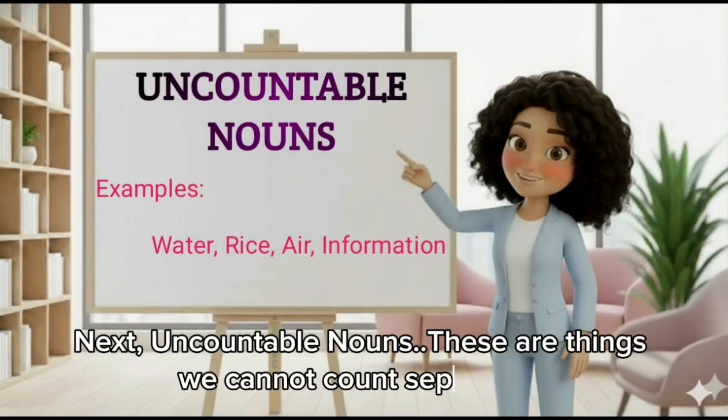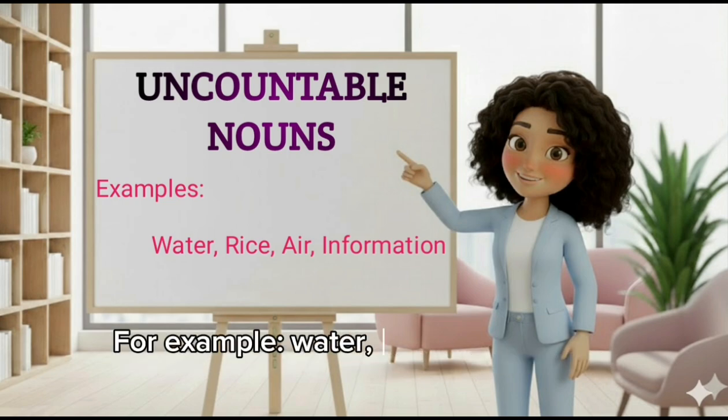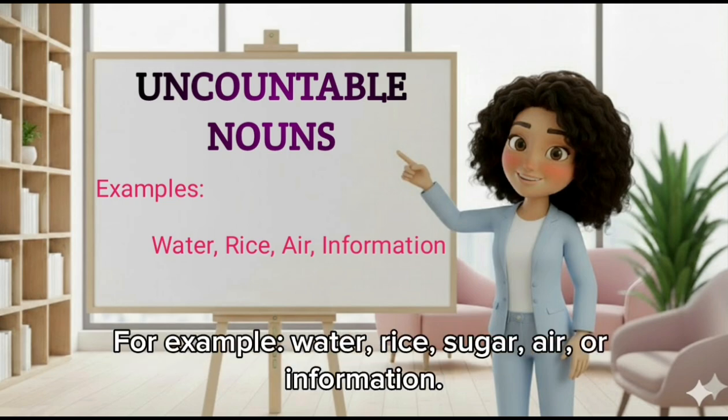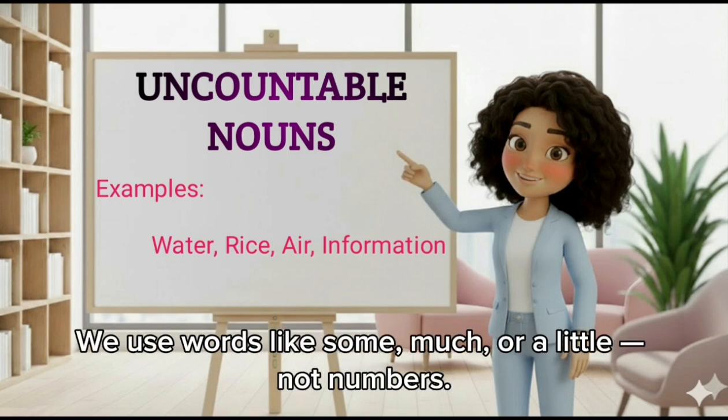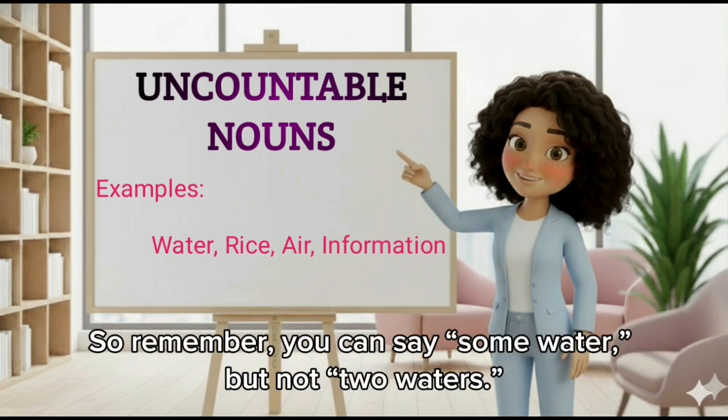Next, uncountable nouns. These are things we cannot count separately. They don't usually have a plural form. For example, water, rice, sugar, air, or information. We use words like some, much, or a little, not numbers. So remember, you can say some water, but not two waters.